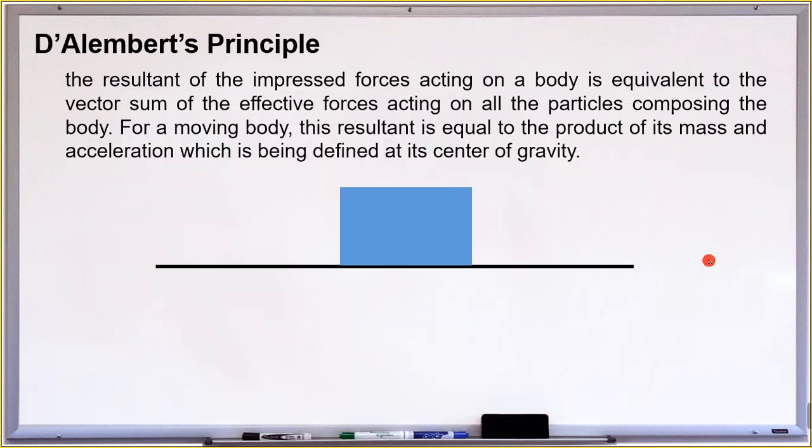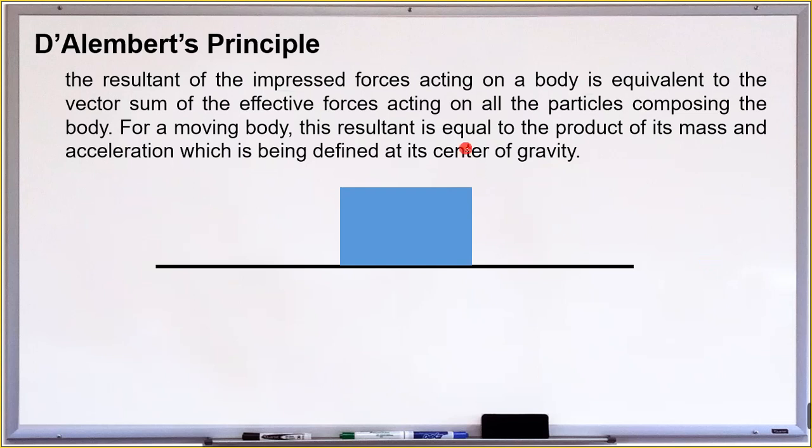Next, diri ata sa D'Alembert's principle. So again, don't worry, ato na siya i-explain further sa next nga chapter. So pasabot ani nga principle daw, the resultant of the impressed forces acting on a body is equivalent to the vector sum of the effective forces acting on all the particles composing the body. So for a moving body, this resultant is equal to the product of its mass and acceleration, which is being defined at its center of gravity.